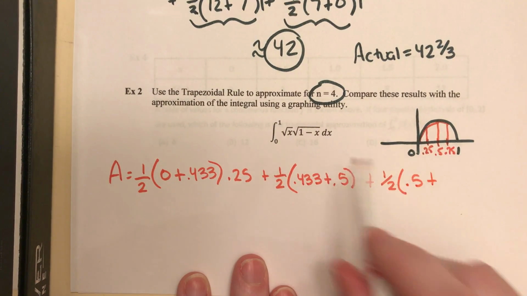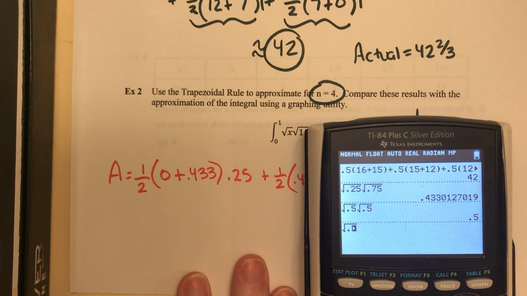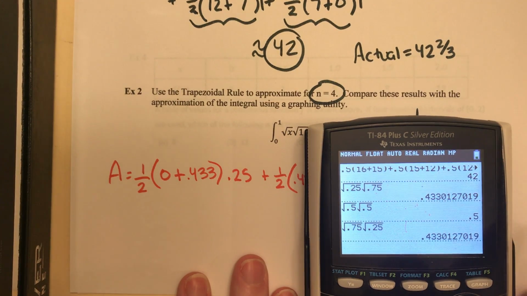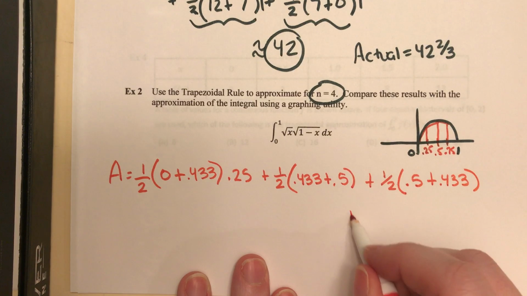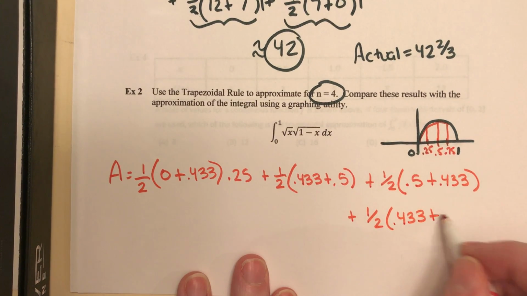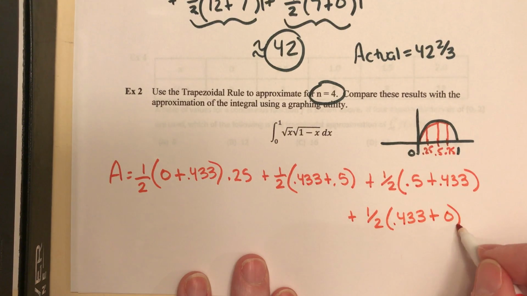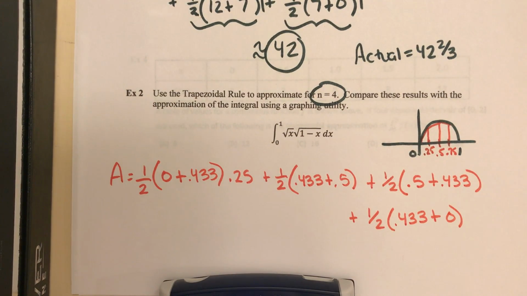Plus, now if I plug in 0.75, that's the square root of 0.75 times the square root of 1 minus 0.75, so 0.25 gives us 0.433. Then the last trapezoid, 1/2, 0.433, plus, if I plug 1 in, I get 0. So go ahead, you can pause it. You can go ahead and plug all that in and then check your answer in a minute while I plug it in on my calculator.